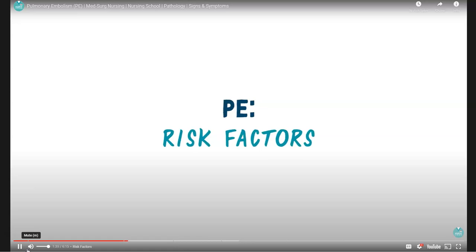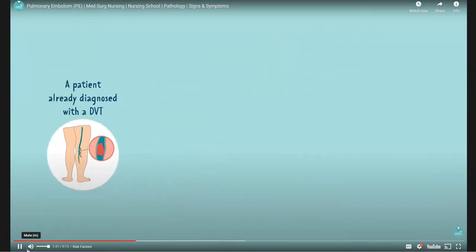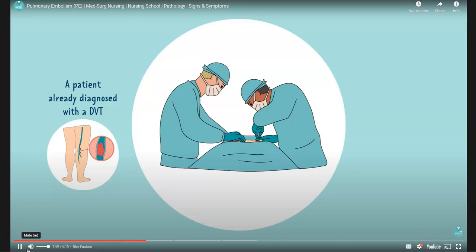So who is at risk for developing a pulmonary embolism? Well, first off, a patient already diagnosed with a DVT is at huge risk for developing a PE. If that clot breaks off and travels upward, it can cause a PE. Other risk factors include trauma or surgery, any disruption of blood flow.